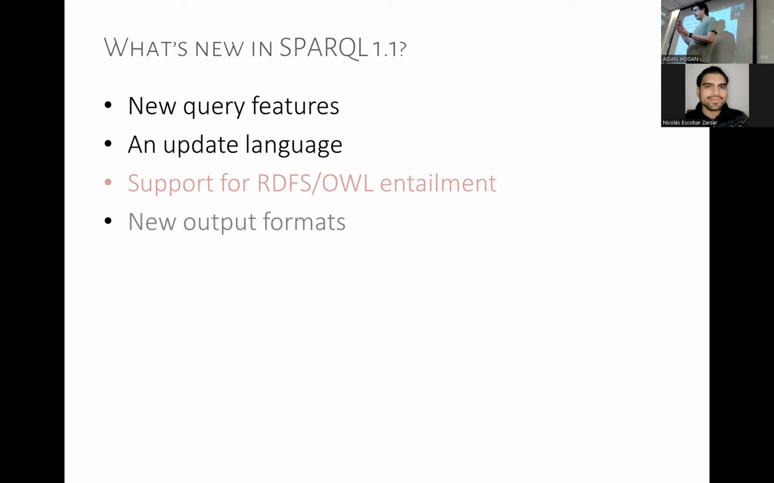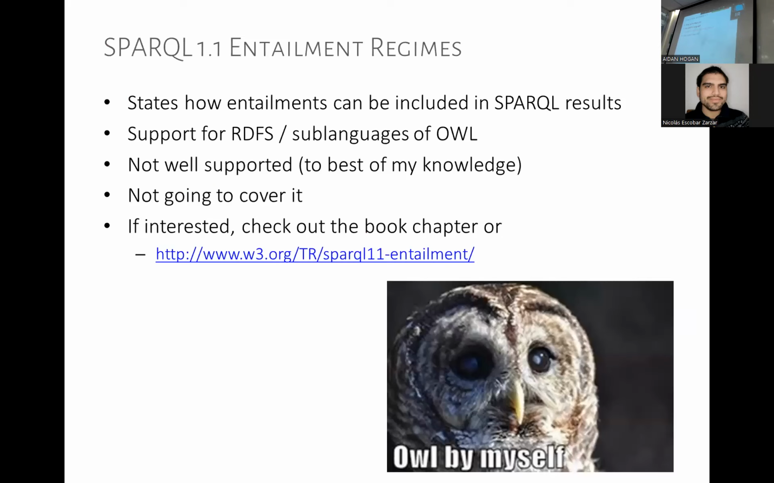What it basically allows for is that your query returns all of the solutions under entailment of some entailment regime, which could be, for example, OWL. So if you query SPARQL, by default, it just returns data from the RDF graph. With this entailment regime, you could also get solutions that are entailed through OWL entailment from your RDF graph, from your data. So this is a cool feature, but it's very hard to implement. It states how entailments can be included in SPARQL results. There's support for RDFS and sublanguages of OWL. It's not well supported, unfortunately.